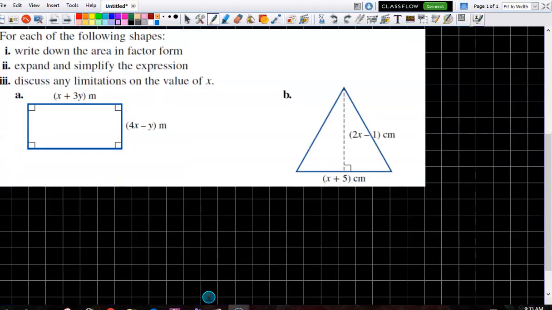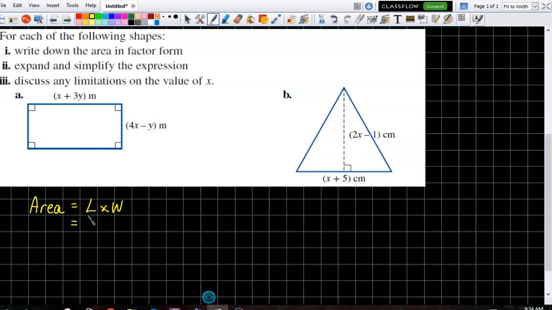Oh, here's one bracket times another bracket. They might try and just put it in a different format, but it's the same thing at the end of the day. All right? So for each of the following shapes, write down the area in factor form. So it's saying you don't have to bother expanding. So for this one, how do we find the area of a rectangle? Length times width. Okay? So in my case, what is my length? What is my width?